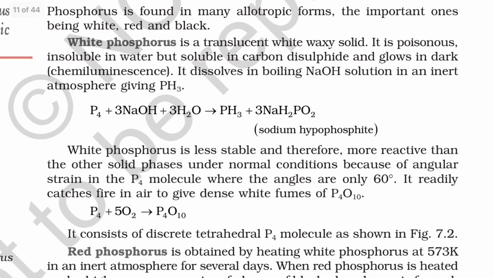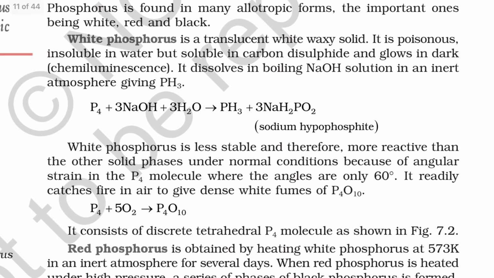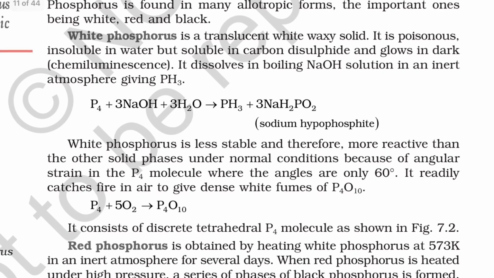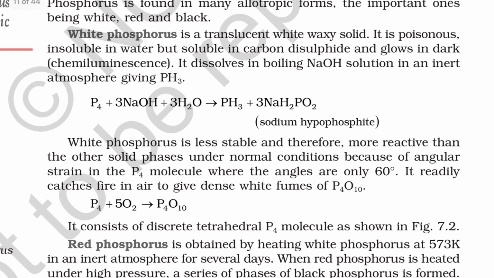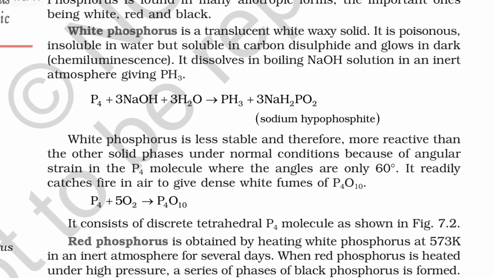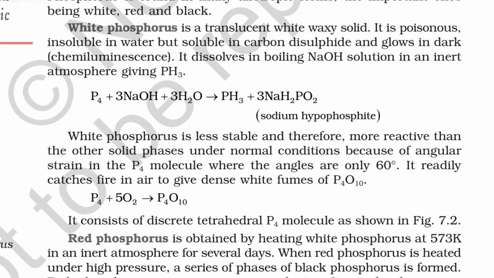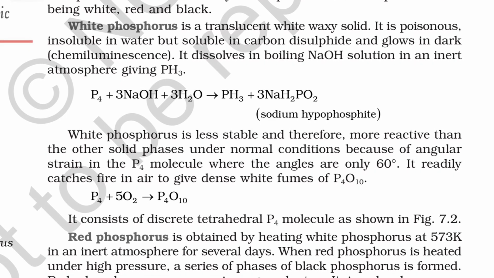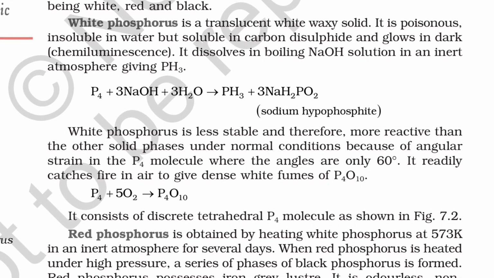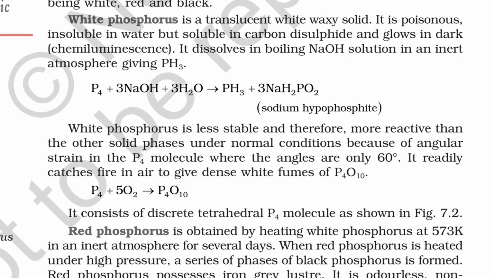Phosphorus allotropic forms. Phosphorus is found in many allotropic forms, the important ones being white, red, and black. White phosphorus is a translucent white waxy solid. It is poisonous, insoluble in water but soluble in carbon disulfide, and glows in the dark due to chemiluminescence. It dissolves in boiling NaOH solution in an inert atmosphere, giving PH3. It's a disproportionation reaction. We know P4 plus 3 NaOH plus 3 H2O gives rise to PH3 plus 3 NaH2PO2.